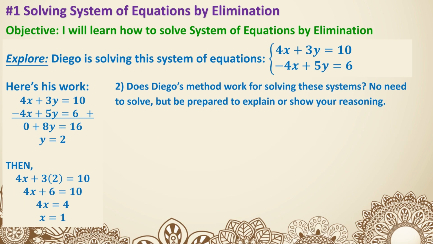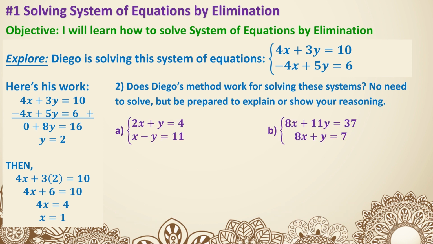And then we have the second question: does Diego's method work for solving these systems? No need to solve, but be prepared to explain or show your reasoning. Here they are. Well, the first one, you can see, if you add the two equations together, the y and the negative y will cancel each other out, so you are left with 3x equals 15. So you have one variable, that for sure works.